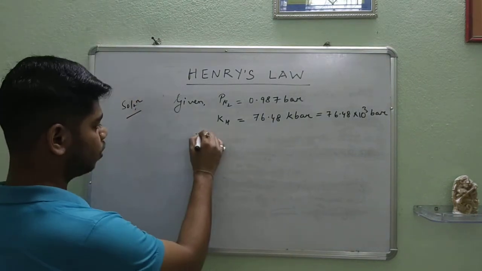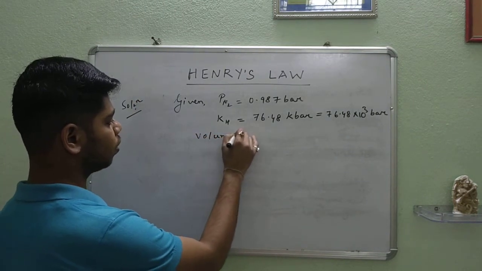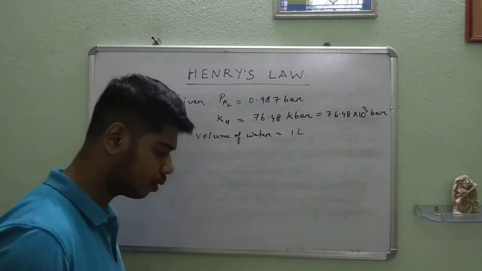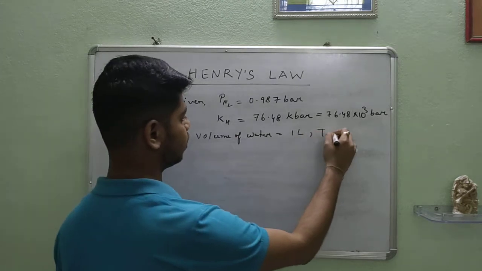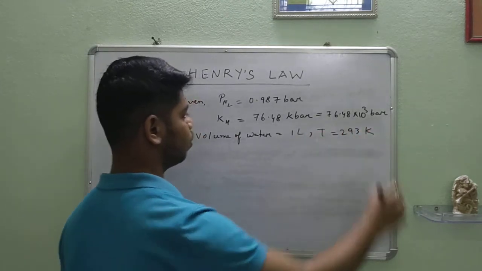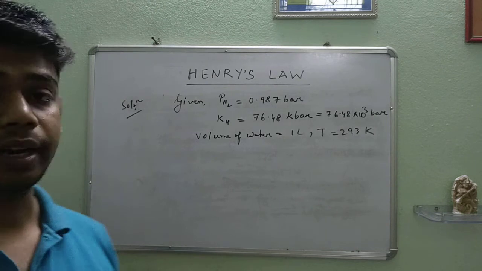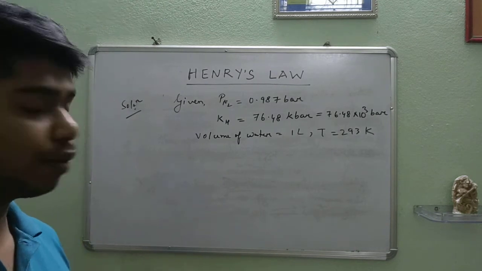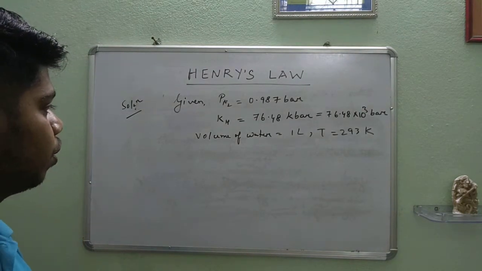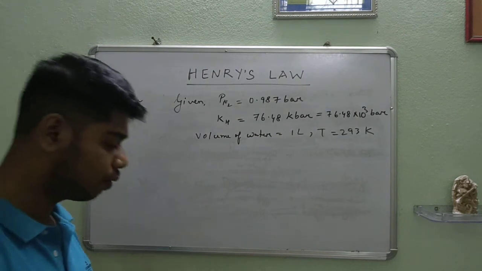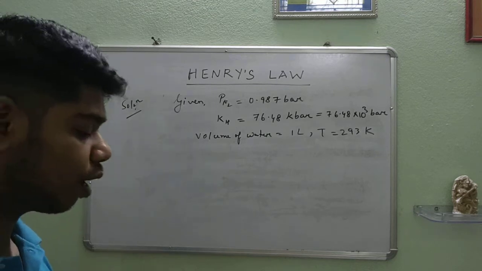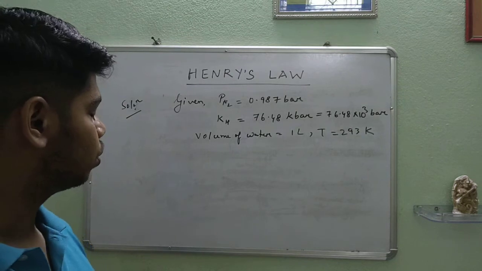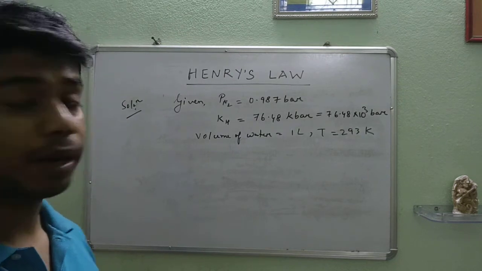Alright, then what else is given? Volume of water is 1 liter, and we are supplied with temperature, 293 Kelvin. Always write what data are given in the question. It will be easier for you to solve the question. Now we have to find out how many millimoles of nitrogen will be soluble in water. These things are given, so we can apply Henry's law here.